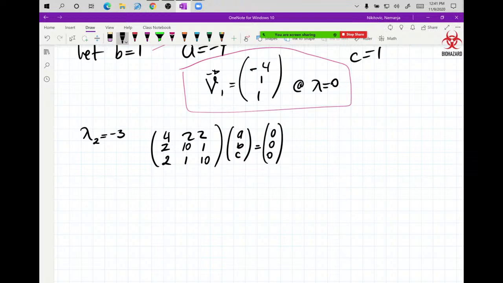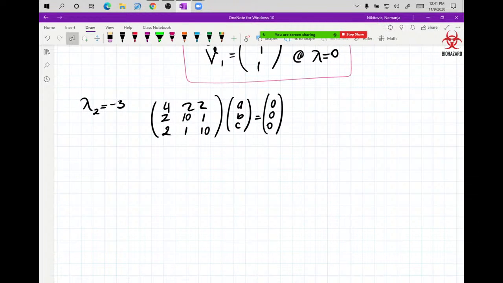Again, row reduce echelon form. Row reduce it to get these into zeros. That will eventually make this 2 to be a 0. And then you pick your values and you go from there. So let's do this procedure one more time. And then the third eigenvalue, eigenvector will be, I guess, your homework, and then you can just write out the solution.